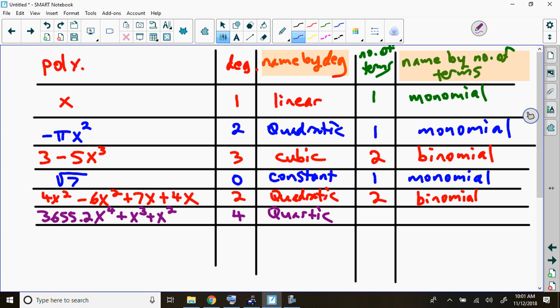So anyway, quartic, Q-U-A-R-T-I-C. How many terms does this thing have? Three. And a polynomial that has 3 terms is called a trinomial. A trinomial. Awesome.